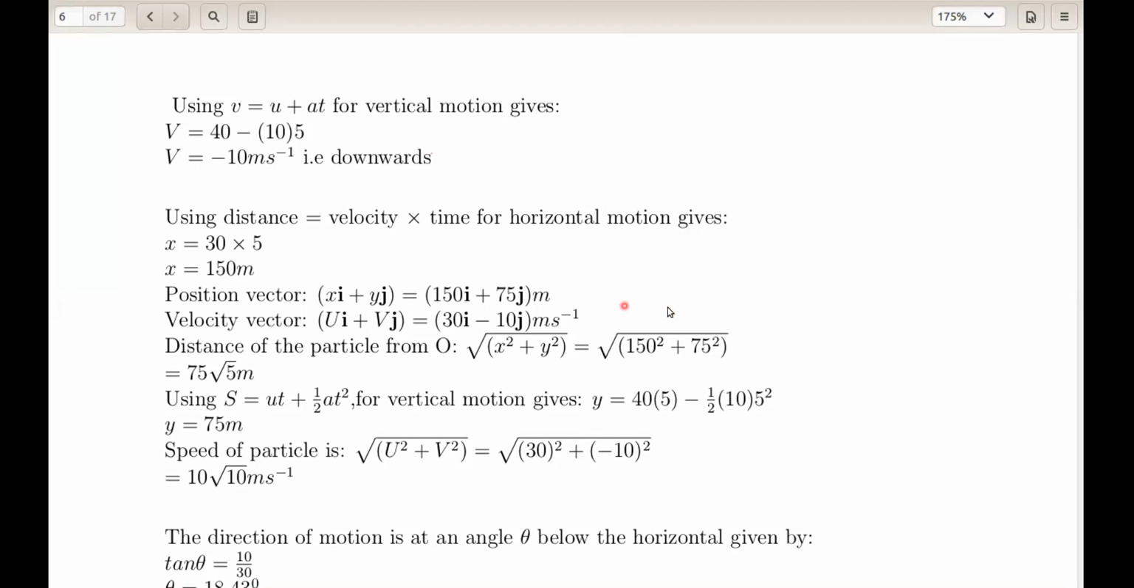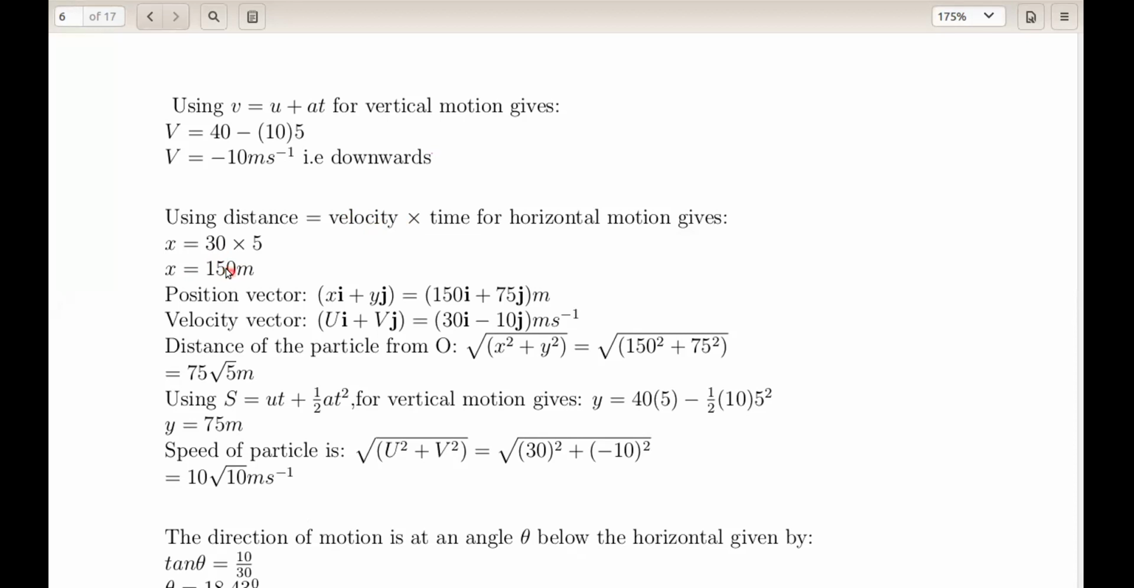Horizontally, we use our simple formula that horizontal distance covered is simply the horizontal component of the velocity times the time. So we have the horizontal component of the velocity, which was 30 meters per second, then times the time taken, which is 5 seconds. So horizontal displacement becomes 150 meters.